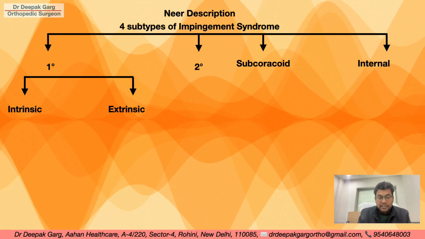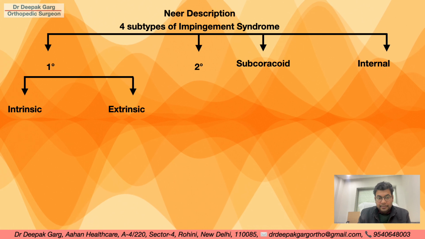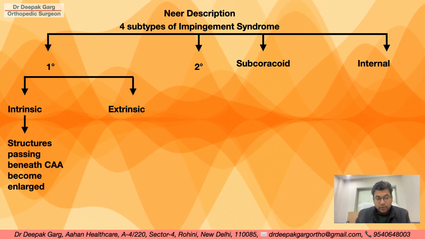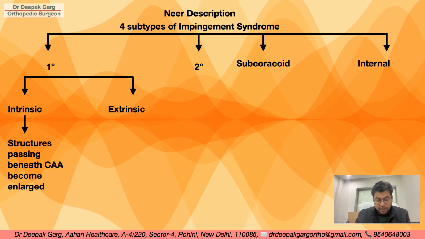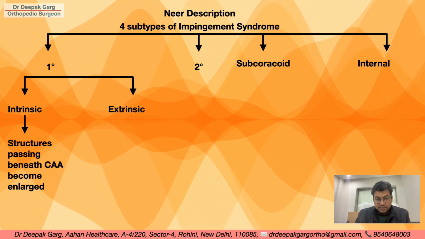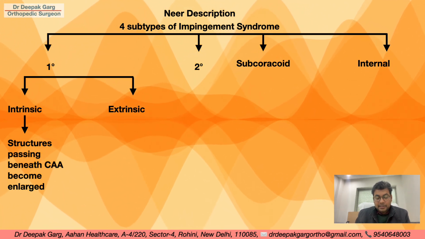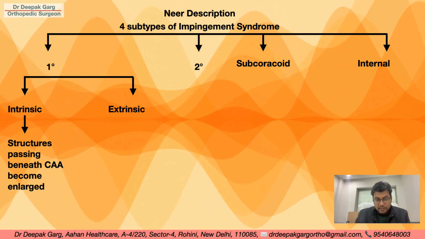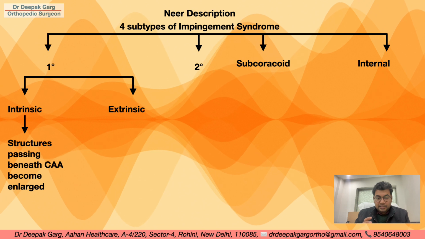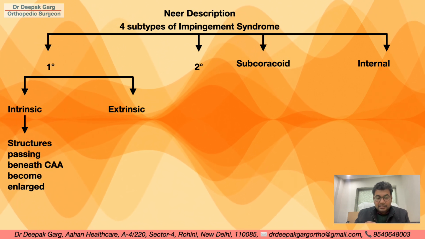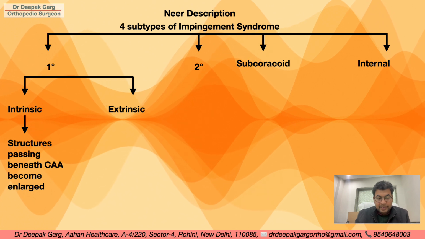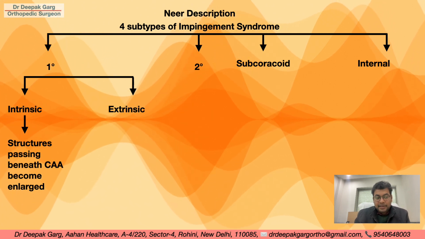If we want to understand what is intrinsic primary impingement, the structures passing beneath the coracoacromial arch become enlarged. The main structure is the bursa, and then there can be the rotator cuff tendons. When the structures become enlarged, automatically the space will be reduced and it will lead to impingement and pain. So this is primary intrinsic impingement.